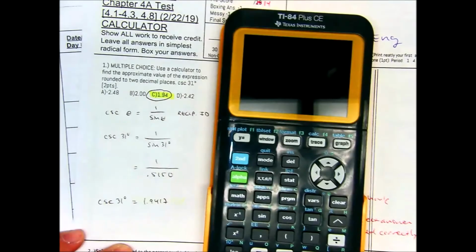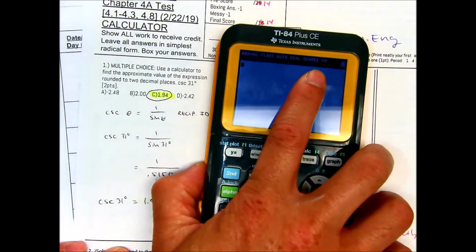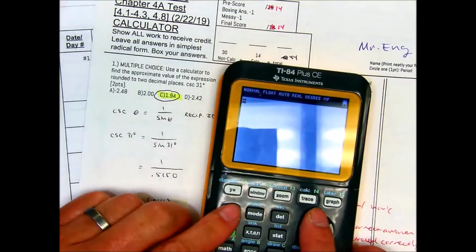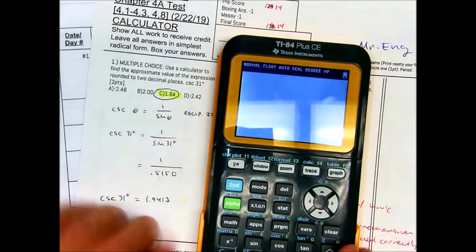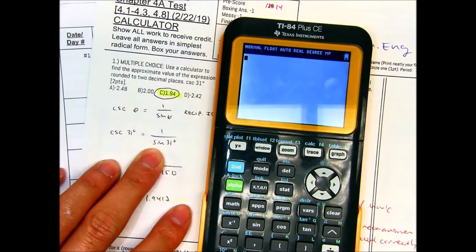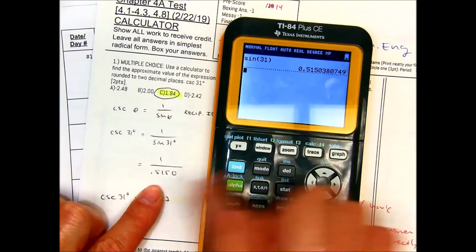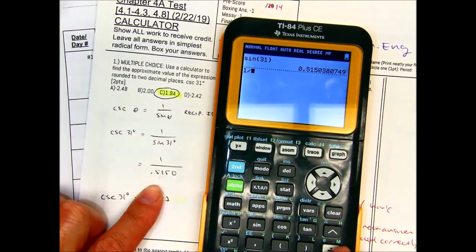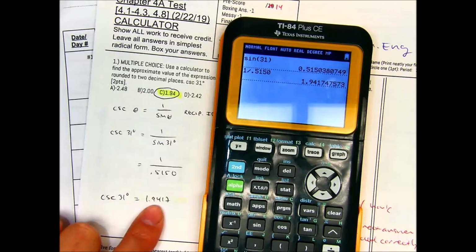You can do this in a couple of ways. I decided to evaluate sine at 31 first. I'm going to check this calculator, make sure it's on degree mode, because I have degrees there, and I can type in sine of 31, and that gives me 0.5150, and then you can just divide those two numbers, and you get the answer of approximately 1.9417.